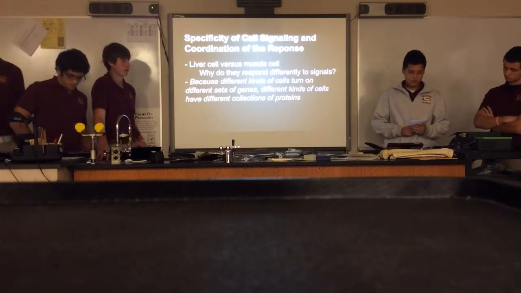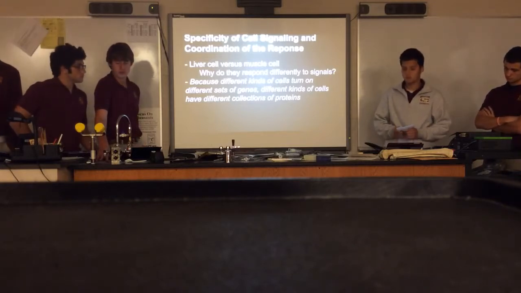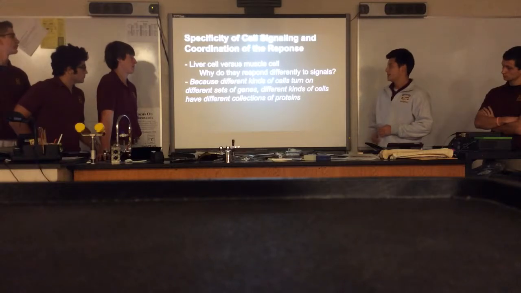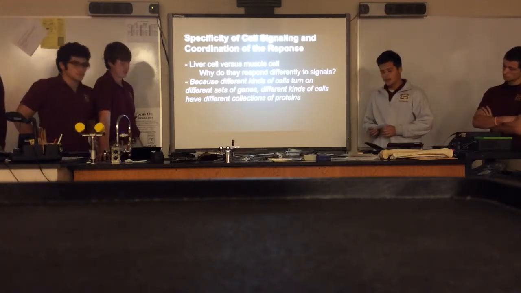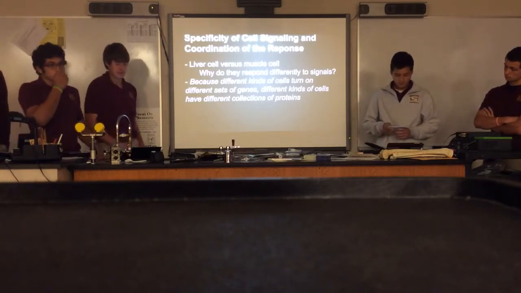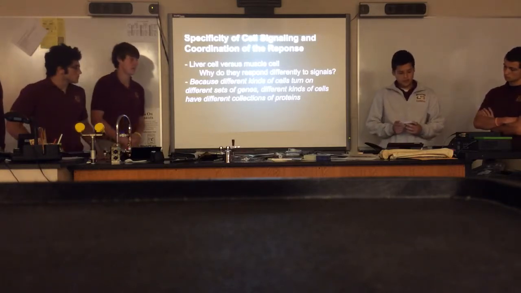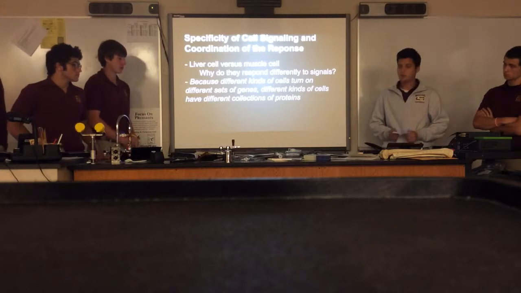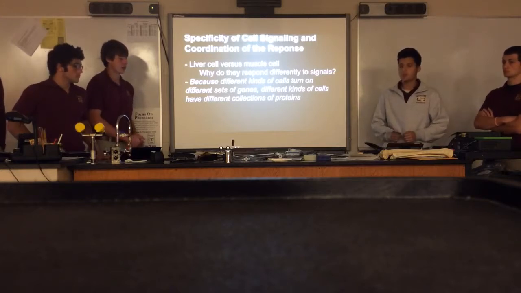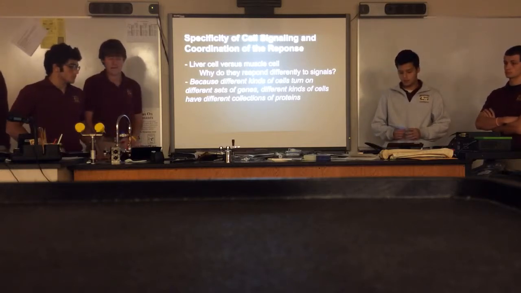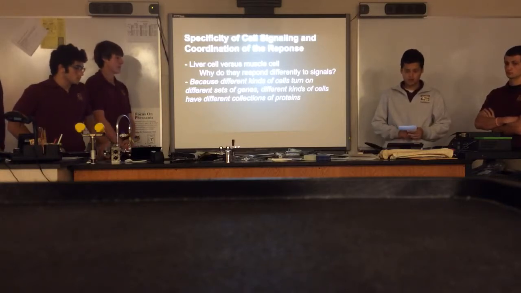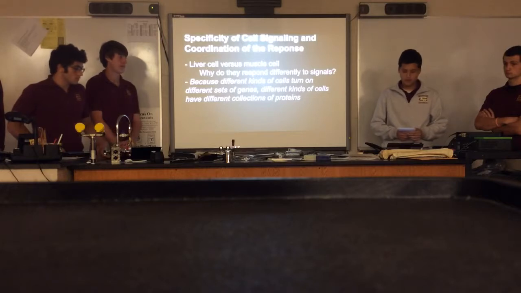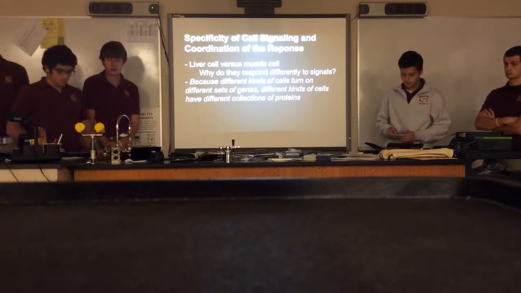The explanation for this specificity exhibited in cellular responses is because different kinds of cells turn on different sets of genes, so different kinds of cells have different collections of proteins. The response of a particular cell to a signal depends on its particular collection of signal receptor proteins, relay proteins, and proteins needed to carry out the response. Thus, two cells that respond differently to the same signal differ in one or more of the proteins that handle and respond to the signal.